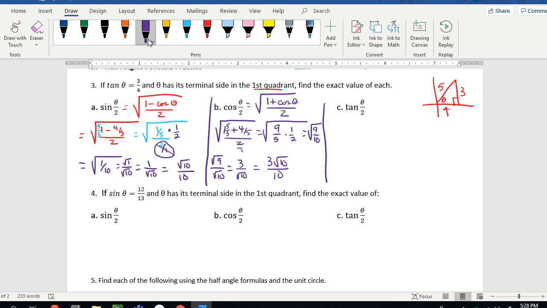This one is, oh my gosh, total brain fart. What is the tangent one? I don't have it in front of me. It is 1 minus cosine. I'm going from memory. I hope I'm right, guys. 1 minus cosine theta over sine theta. Okay, so 1 minus cosine, 4/5, divided by sine, which is 3/5.